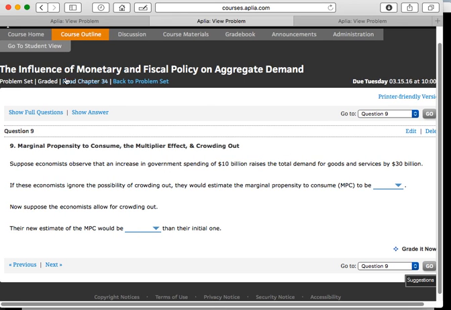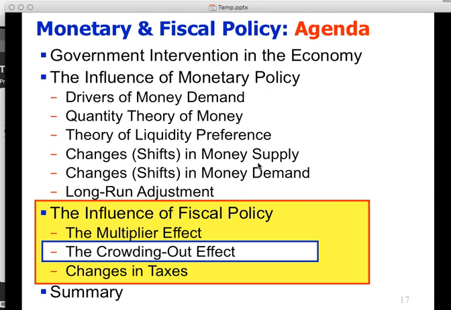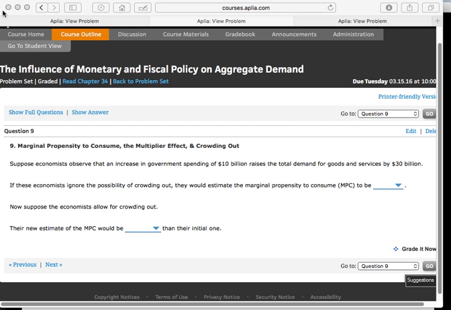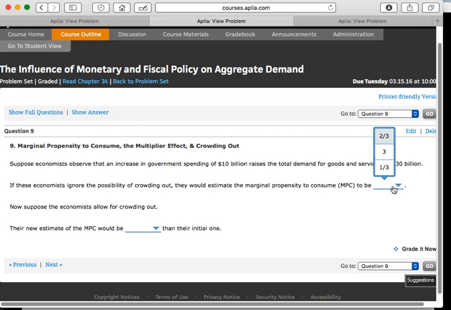If the multiplier is 3, going back to the formula, then 1 over 1 minus MPC is equal to 3, so 1 minus MPC must be 1/3. That's how this becomes 3. Therefore, MPC must be 2/3. The marginal propensity to consume must be 2/3. So if these economists ignore the possibility of crowding out, they would estimate the marginal propensity to consume to be 2/3. And there's your answer to that first part.